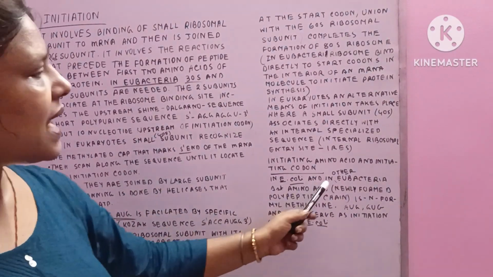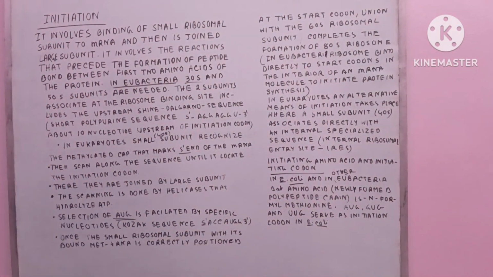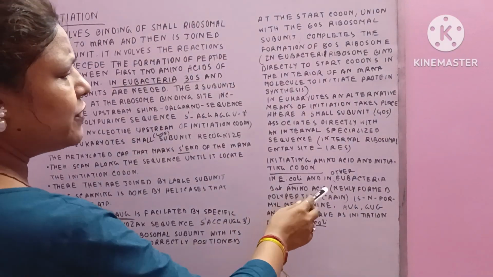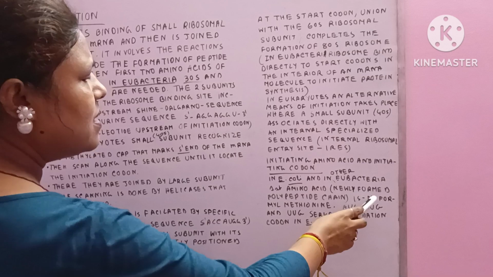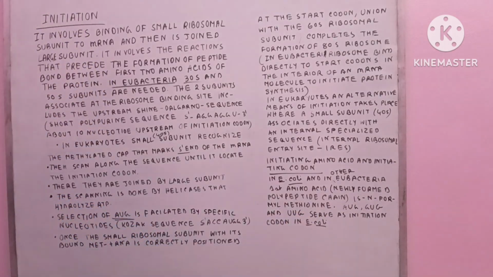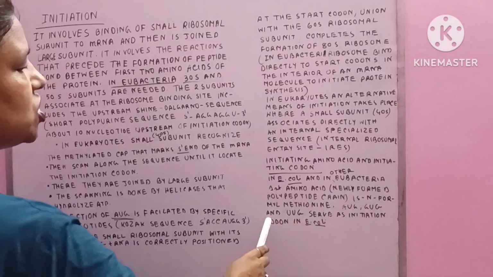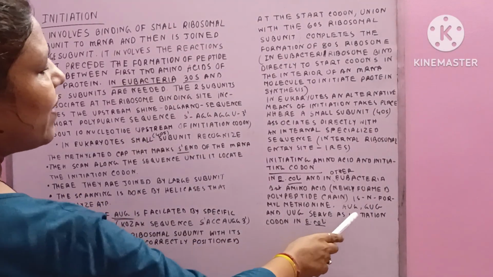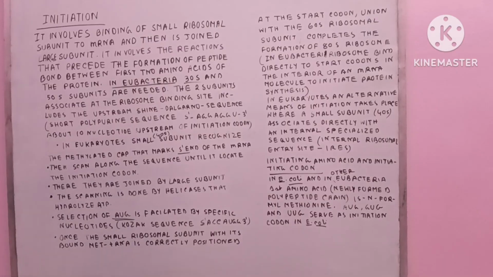In E. coli and other Eubacteria, the first amino acid of the newly formed polypeptide chain is N-formyl methionine, and AUG, GUG and UUG serve as the initiation codon in E. coli.